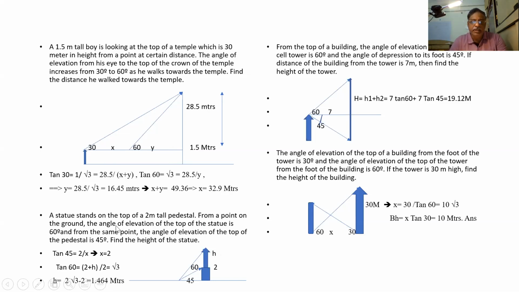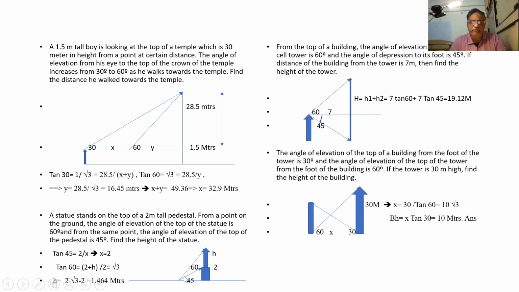So let us say a statue stands on top of a 2 meter tall pedestal. This is a 2 meter pedestal and the statue is standing on it. From a point on the ground, the angle of elevation of the top of the statue is 60 degrees, and from the same point, the angle of elevation to the top of the pedestal is 45 degrees. This is 45 and total is 60. The 60 is not between these two arrows. 60 is between the top arrow and the ground. So we have to solve this.